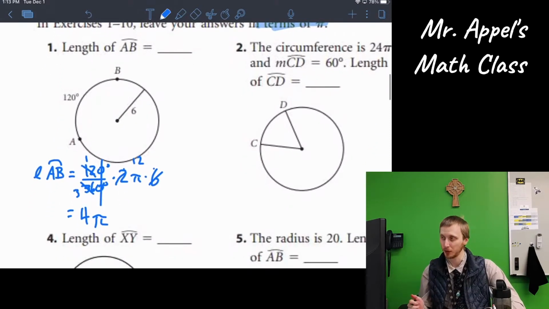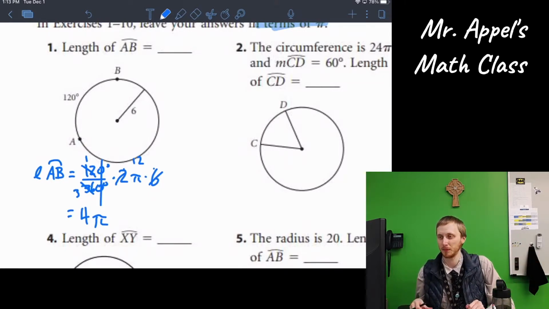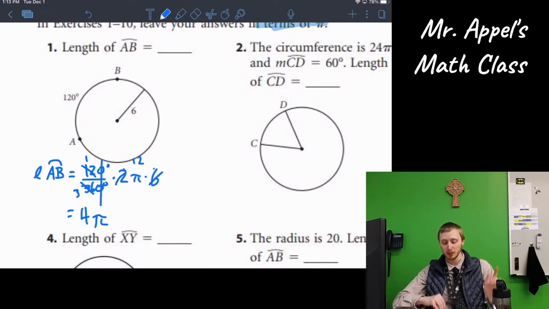Oh, sorry, that's a little in the corner there. And that's it. That's how you'd leave your answer. You would just write it exactly as that, 4 pi. That's our answer left in terms of pi. That's also the exact form. Anytime you plug in a decimal for pi, it would be an approximation.